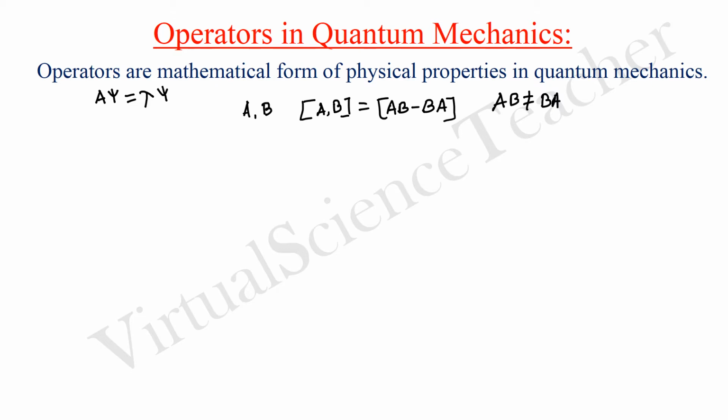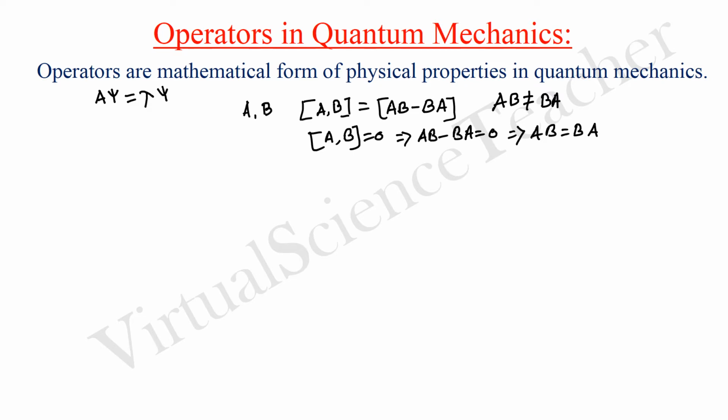Two operators A and B are said to commute if the commutator of A and B equals 0. That means AB minus BA equals 0. That means if A multiplied with B and B multiplied with A provide the same result, then the operators A and B commute.